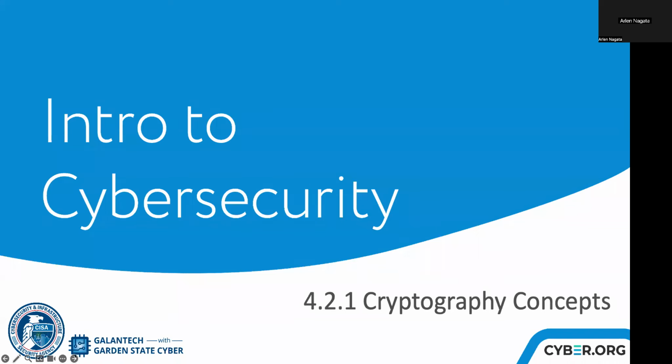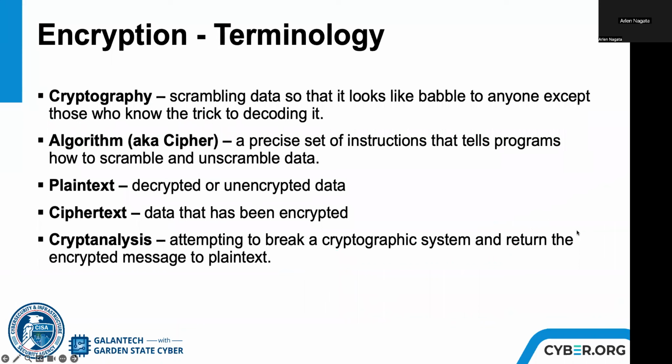Okay, today let's talk about cryptography. So we've already talked about how we try to keep data safe, confidential, right? And cryptography is that science of keeping things safe. So let's jump in. Cryptography is basically scrambling data so it looks like gibberish to anyone except if you know how to decode it. The algorithm or the cipher is that set of instructions so you can unscramble the data.